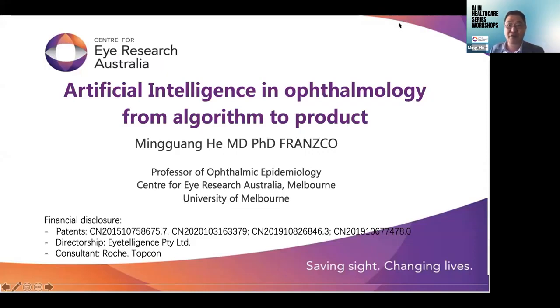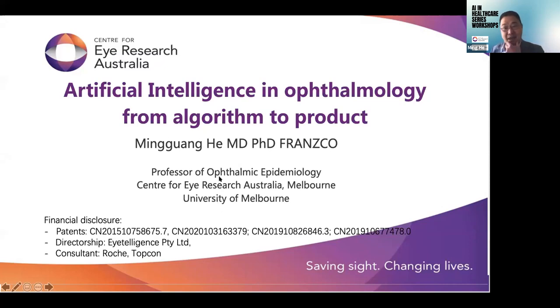I try to bring you through our journey in terms of how to collect data, how to build an algorithm, and then how to translate this algorithm into a solution and possibly a product. So my name is Mingguang He. I work for Centre of Research Australia and also Melbourne unit as a professor of Ophthalmic Epidemiology.